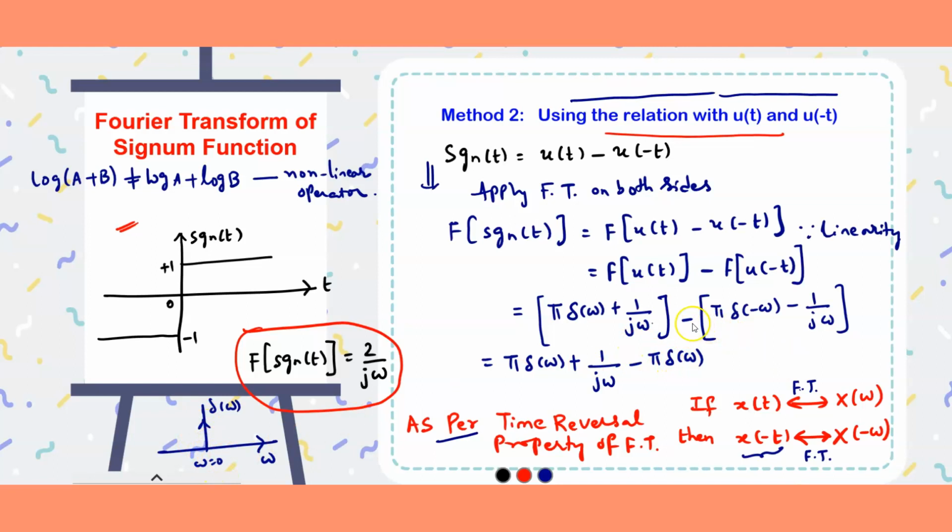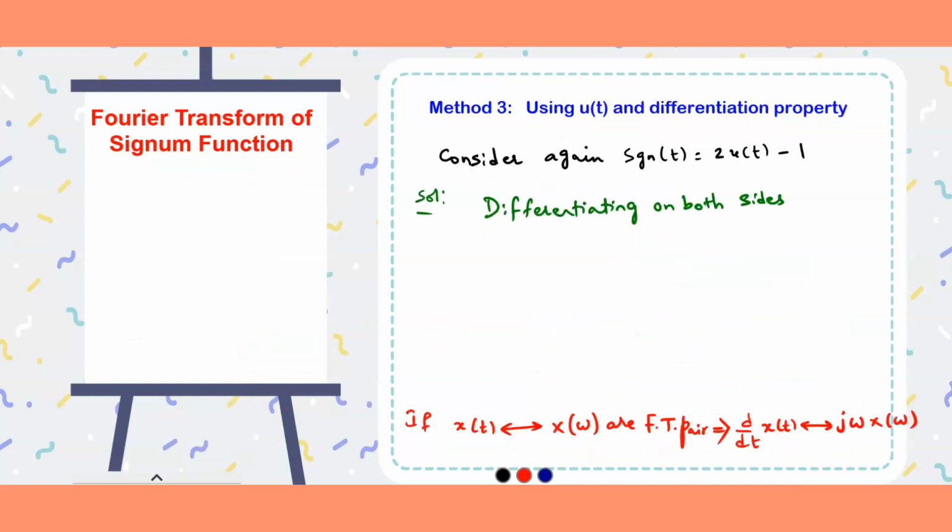Okay, then this minus into inside minus. So this minus and this minus become plus, and 1 by j omega. So first pi into del of omega and this pi into del of omega, both are cancelled, so you are left out with 2 by j omega, which is your dream answer. Okay, the desired answer. Then we will see what is the next method.